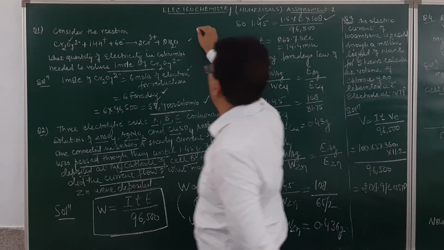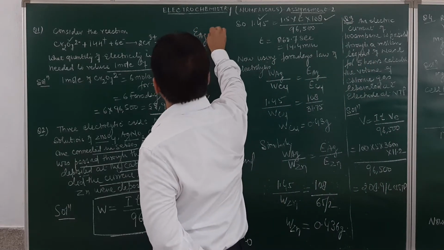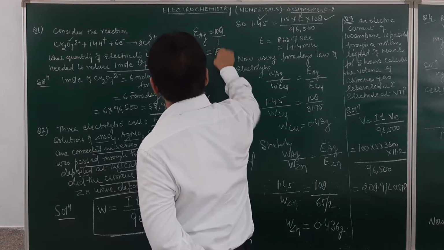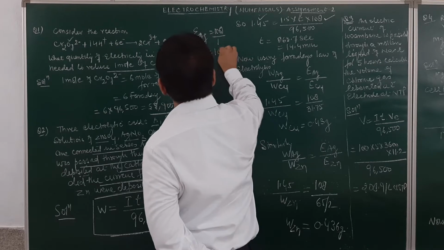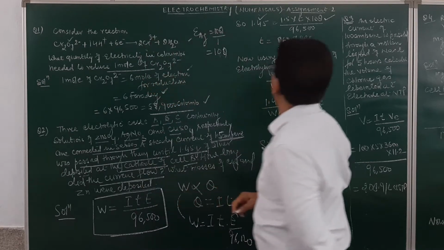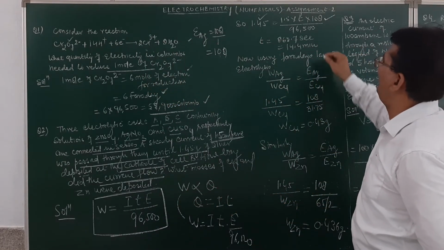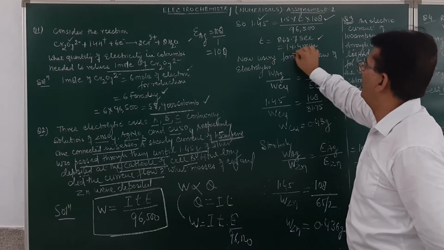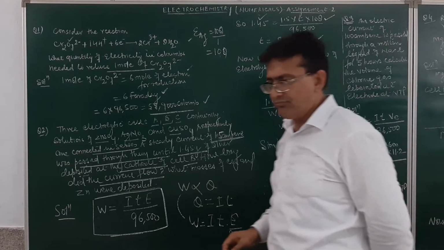How do we find out the equivalent mass of silver? This will be equal to 108 divided by valency 1. So the value will be equal to 108. Equivalent mass of silver will be 108. On solving it out, what time is required over here? It will be 863.7 seconds or 14.4 minutes.